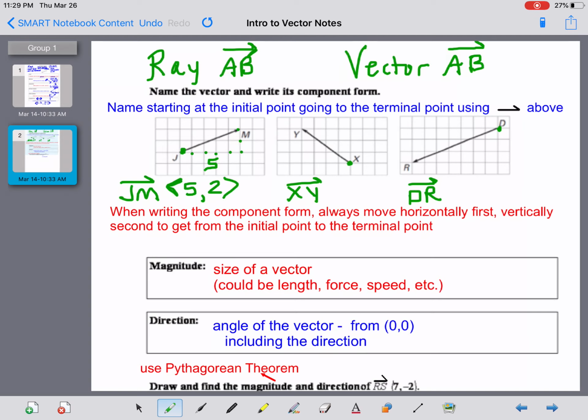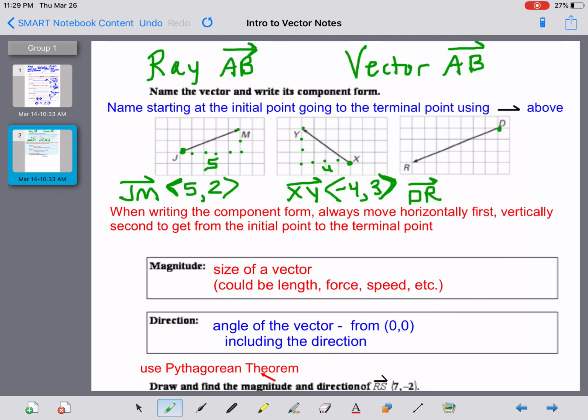When I am at XY, remember horizontal first, vertical second. So from X, I'm going to count 1, 2, 3, 4, and that went to the left. So make sure you make that a negative 4, and then it's going to go up 1, 2, 3. Up is still positive, so I get the component form of <-4, 3>.